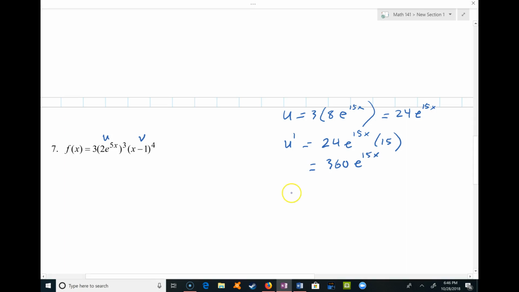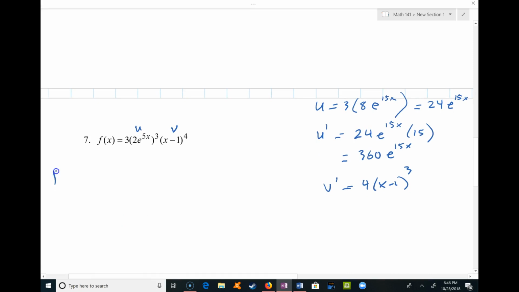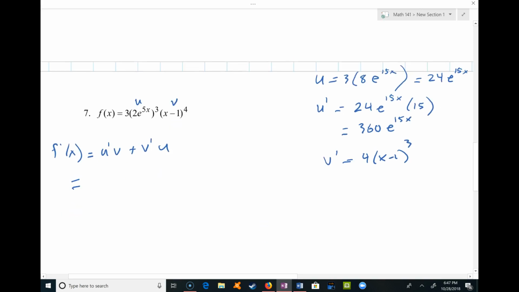Okay, and then v prime, that's just going to be 4 times x minus 1 to the third times the derivative of x minus 1, which is just 1. Okay, so now that I got those lined up, I'm going to go ahead and take the derivative over here, and I use the product rule. So the product rule is going to be u prime v plus v prime u. And so now that I've done this over here, I can just grab the u prime. It's already simplified for me, so that would be 360 e to the 15x times v, which is x minus 1 to the fourth, plus v prime, which is 4 times x minus 1 to the third, times u. And I'll use this simplified u up here. That would be 24e to the 15x.